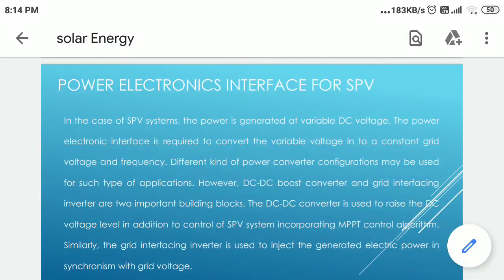We discuss the renewable energy resources series. My lecture is 5. Now we discuss power electronics interface for solar photovoltaic.